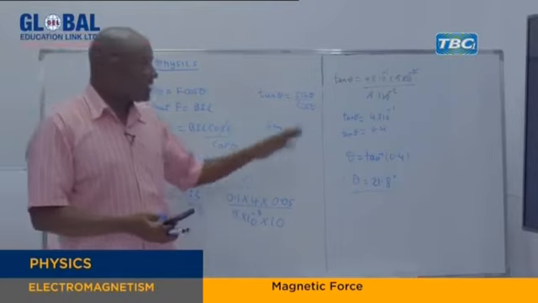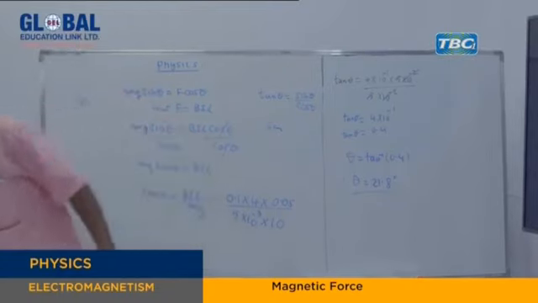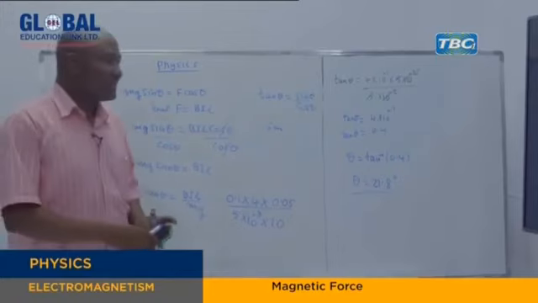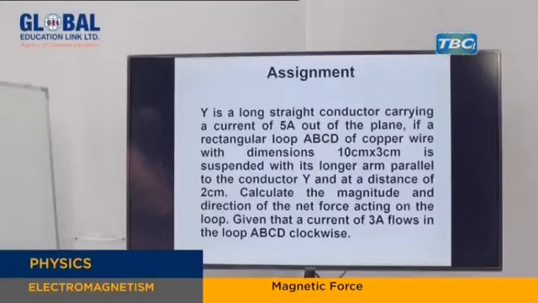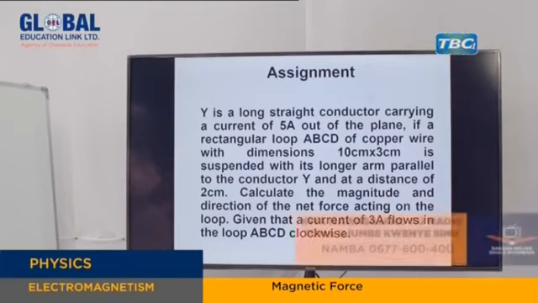Now, after these two examples, I think you can try this question as an assignment. This is your assignment. Let's check if you can do it. The question is given as: we have a wire, Y, which is a long straight conductor carrying a current of 5 ampere, out of the plane. And then you have a rectangular loop, ABCD, whose dimensions are given: the length is 10 and the width is 3 centimeter. That loop is suspended with its long arm parallel to the conductor.